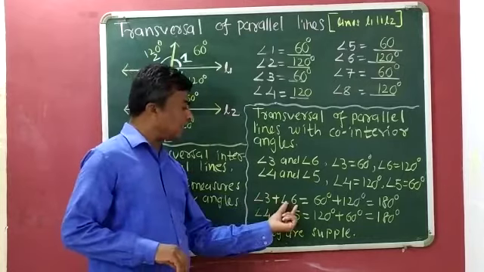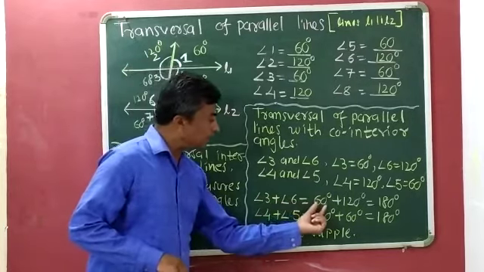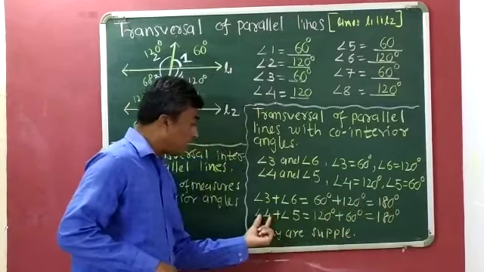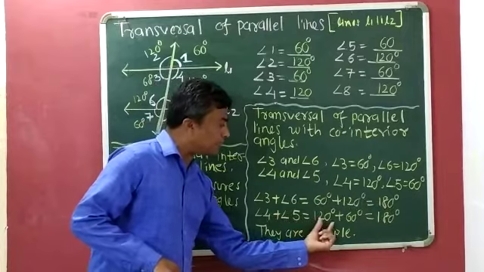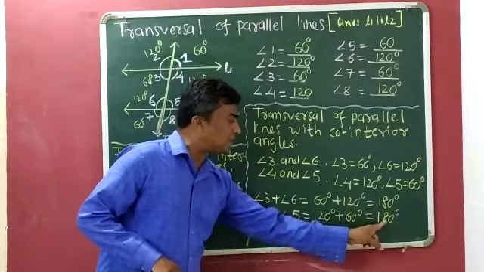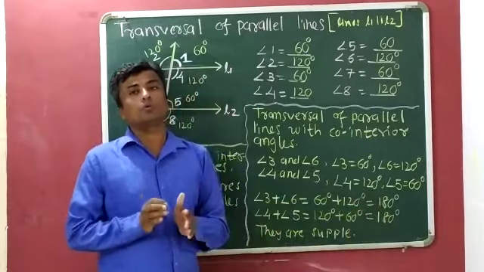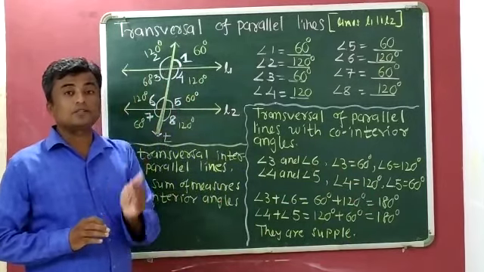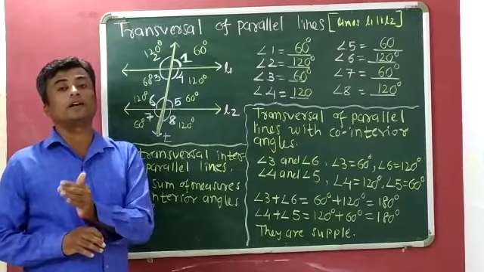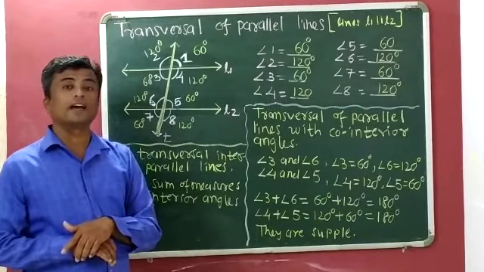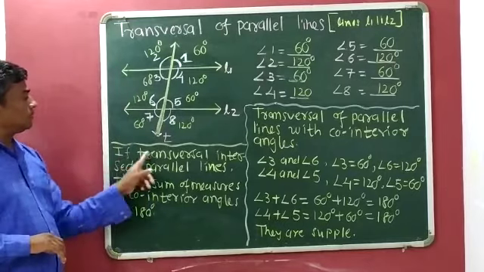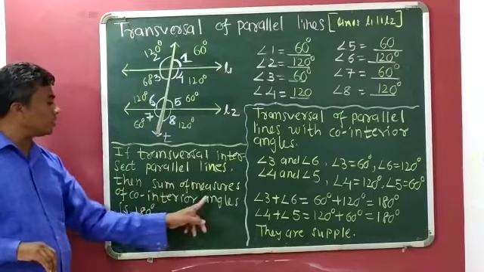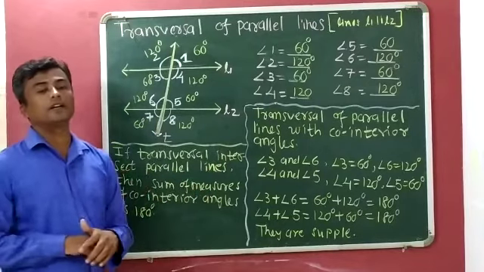Angle 3 and angle 6 are both co-interior angles and their sum, 60 degrees plus 120 degrees, is equal to 180 degrees. Angle 4 and angle 5 measure 120 and 60 degrees and their sum is 180 degrees. What do we prove here? If a transversal intersects parallel lines, then the sum of the measures of co-interior angles is always 180 degrees.